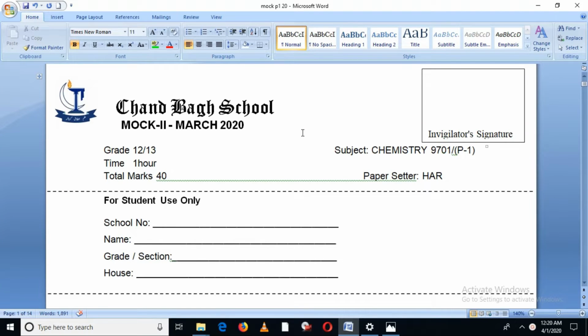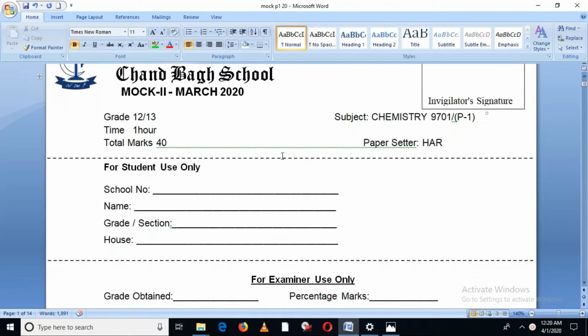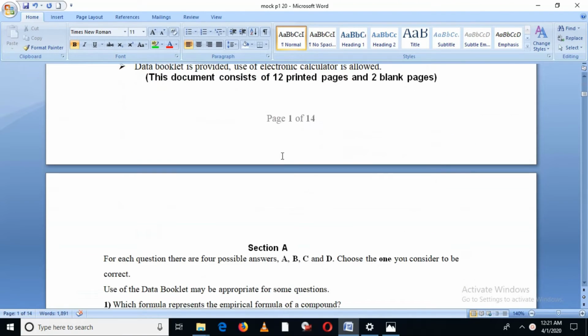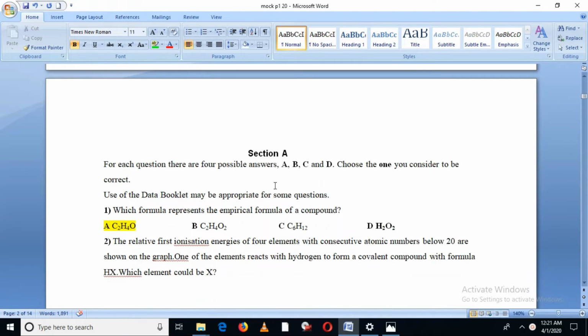Today we are trying to go through the paper that we have taken in the mock 2 examination 2020. Here is the paper P1 for grade 12 and 13. In section A, we had about 30 MCQs which were to be attempted. For each MCQ, there was one option that was correct.